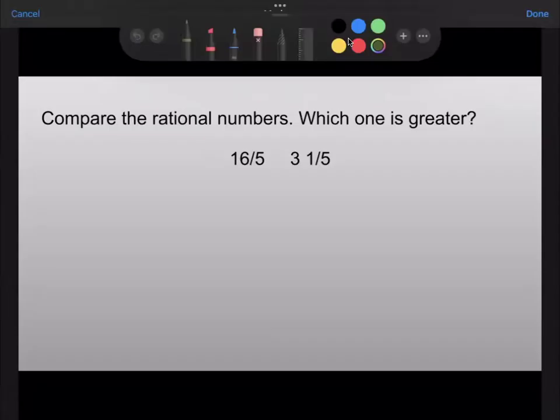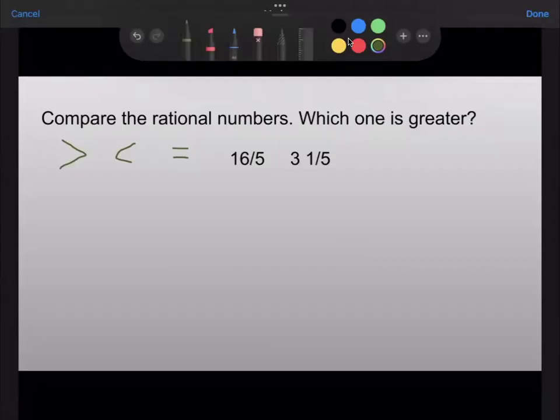Okay, here is the first example we're going to do. We're going to be comparing the rational numbers 16 over 5 and 3 and 1/5 to see which one is greater. So again, whenever we're comparing, we use the symbols greater than, less than, or equal to between the two amounts to show which one is greater.